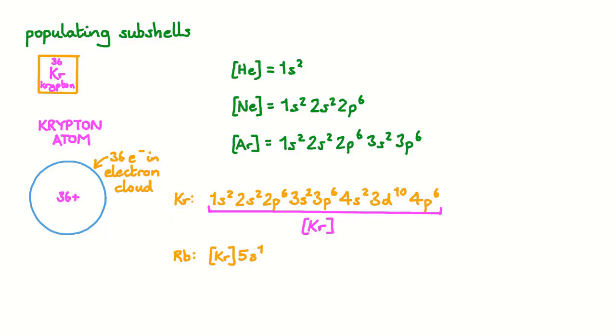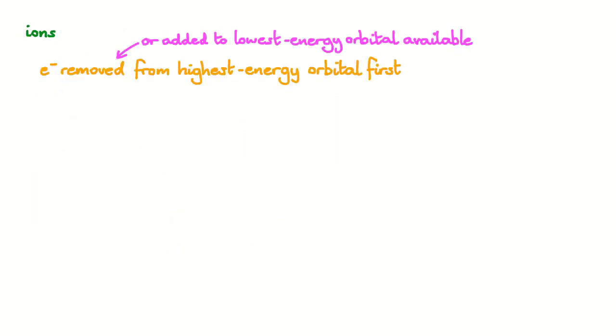Next, let's have a look at ions. When figuring out the electronic configuration of ions, we look first at the electronic configuration of the equivalent atom and add or take away electrons. We remove electrons from the highest energy occupied orbital or add electrons to the lowest energy available orbital.